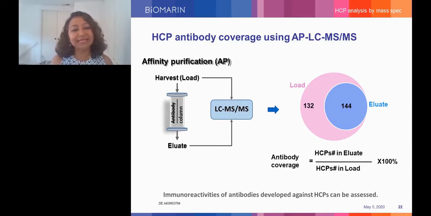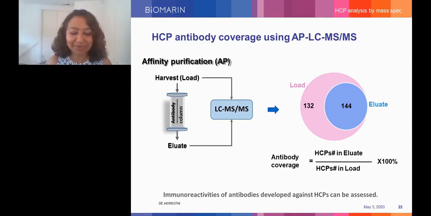If you do just an analysis of the eluate and the load, you can get a very nice estimate of antibody coverage. And we've done these comparisons for a column followed by LC-MS to a more traditional method with 2D Westerns, and we found the numbers to be not very different, but the nice thing here is we have the identities.